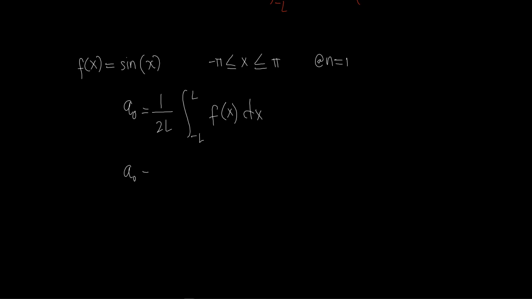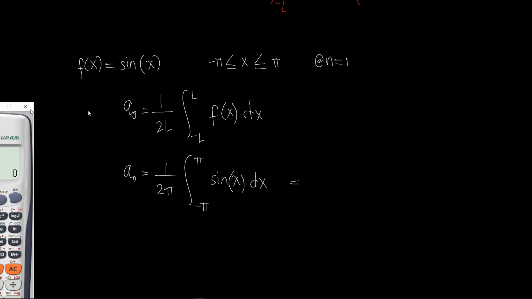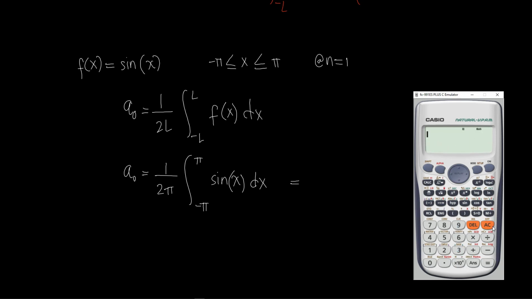So we have A0 equals 1 over 2 times pi, which is 2 pi, integral from negative pi to pi of f of x, which is sine of x, dx. We can solve this with the calculator. Make sure that you are in radian mode since it is in terms of pi. Then 1 over 2 pi times the integral of sine of x from negative pi to pi, and we have A0 as 0.